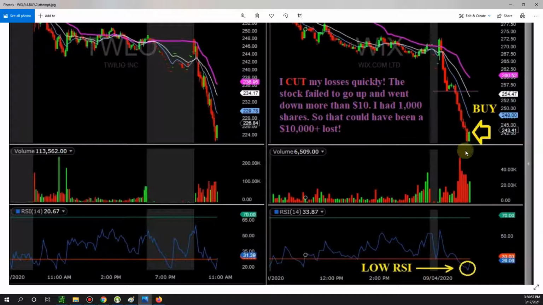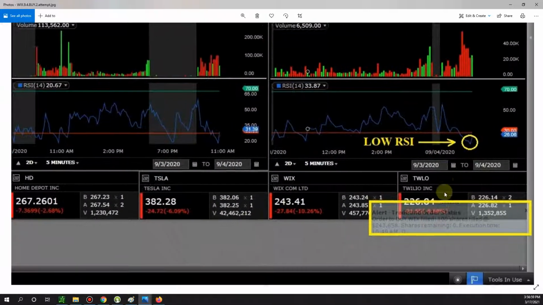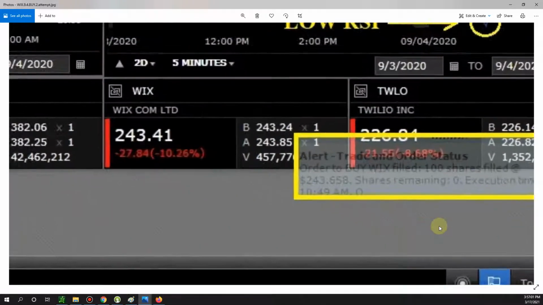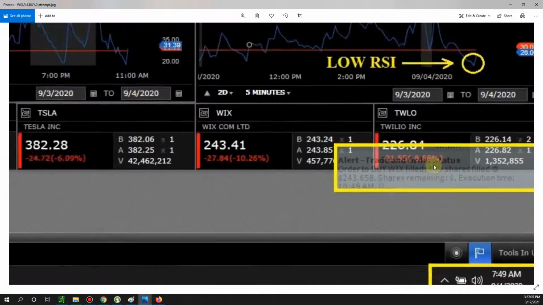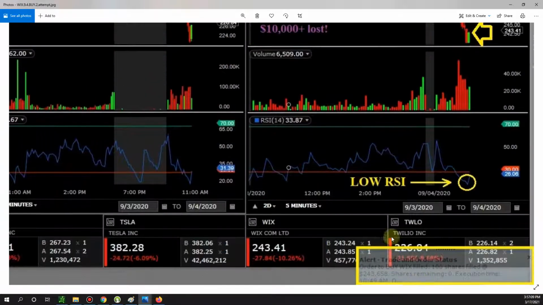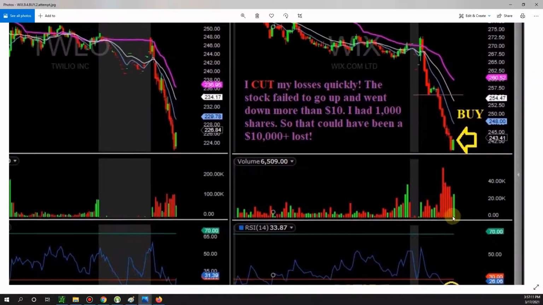Then I saw the green again. That one I decided to buy again right here. But again, I buy 1,000 shares. But sorry, I couldn't capture the instant moment when this message pops up. It showed 100, but it's actually 1,000 shares, and there's a time and stuff. So now I'm very sure. Okay, this is the bottom.